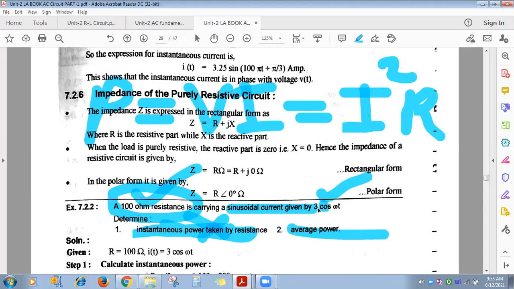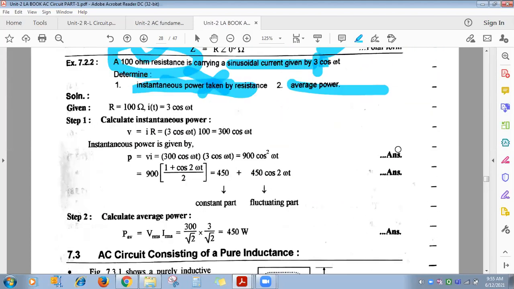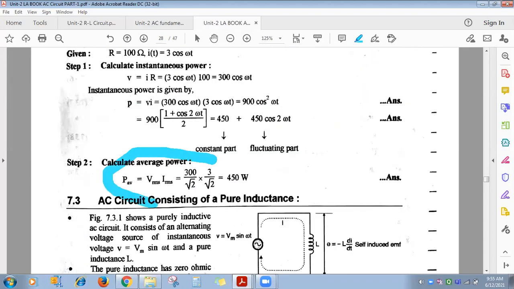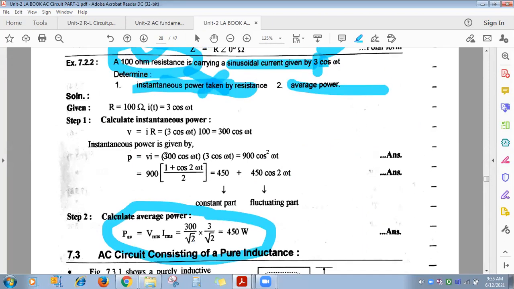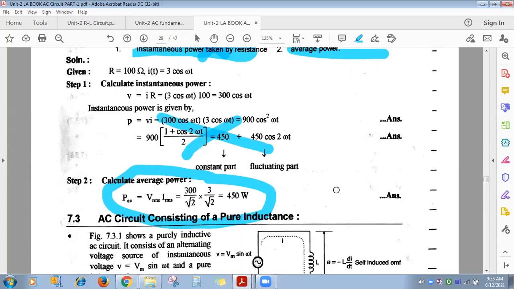What is the peak value of current given to you? 3, 3 ampere. So 3 divided by √2, squared, into 100 will be the power consumed. You will get 450 watt. Just cross check the answer. Don't do the instantaneous power one. Okay. Next.